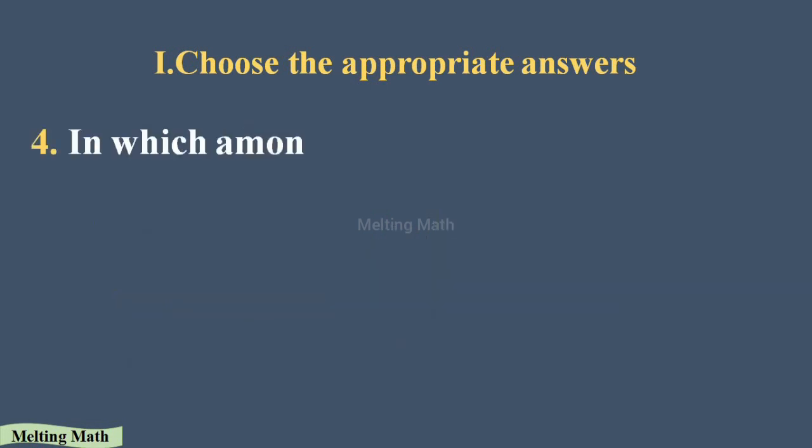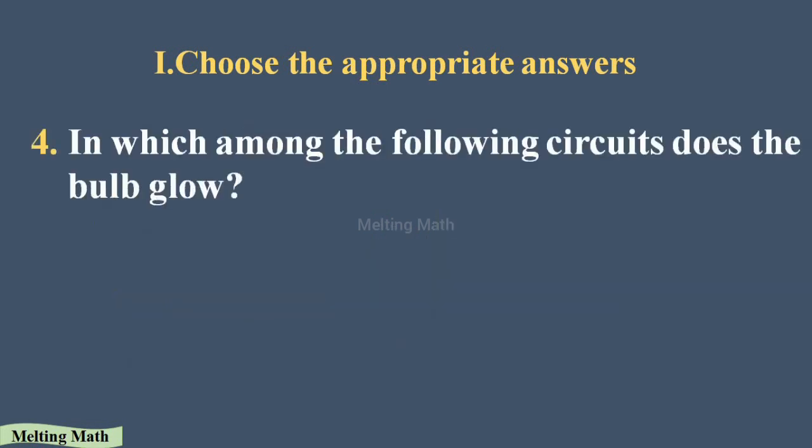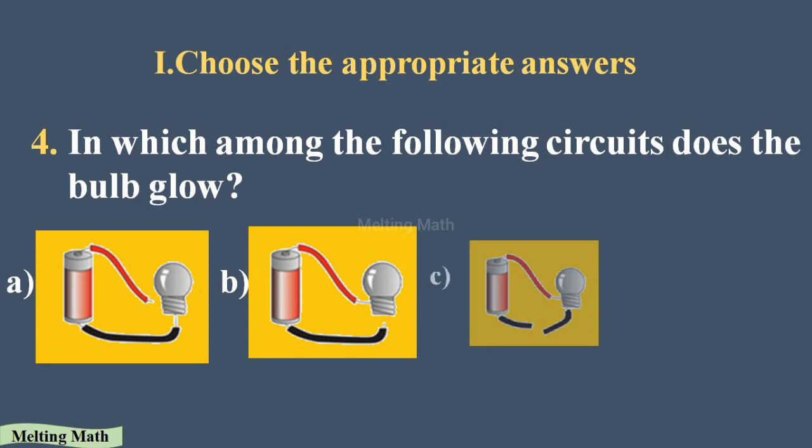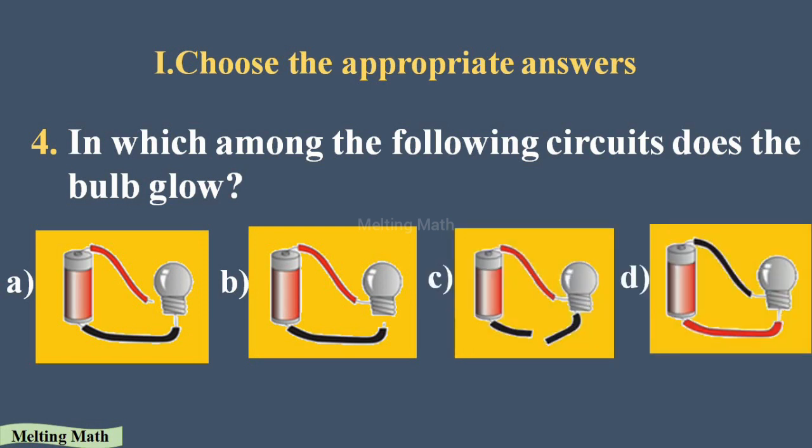Next, see the fourth one. In which among the following circuits does the bulb glow? Let's see the options: option A, option B, option C or option D. In these diagrammatic representations, in these figures, we have to choose the one figure in which the light glows.